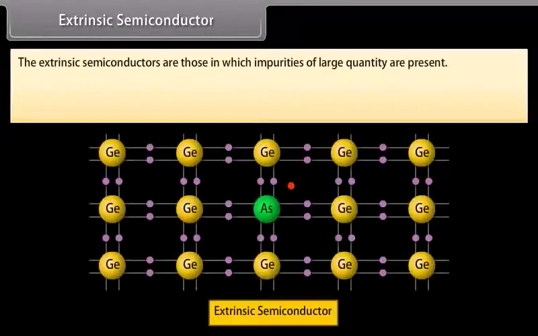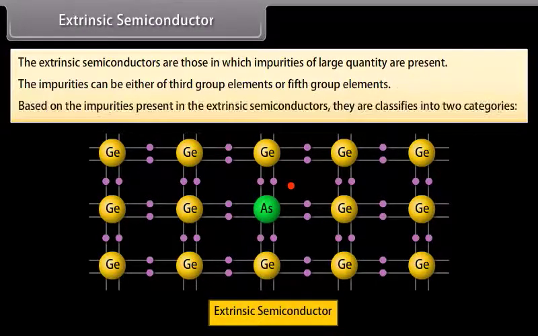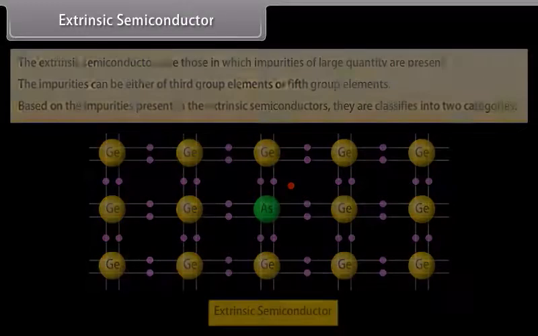Extrinsic semiconductor. Extrinsic semiconductors are those in which impurities in large quantity are present. The impurities can be either of third group elements or fifth group elements. Based on the impurities present in extrinsic semiconductors, they are classified into 2 categories.